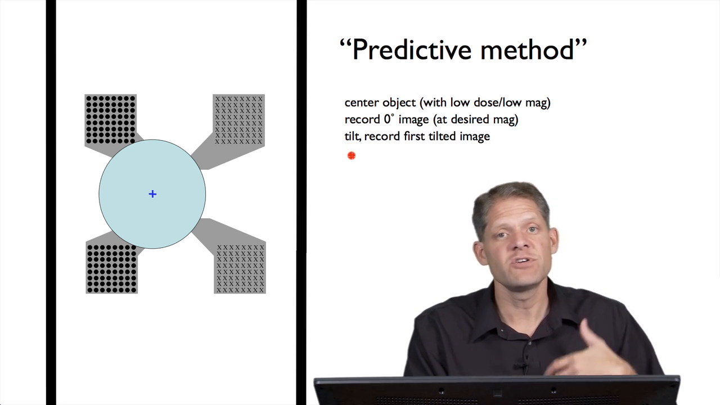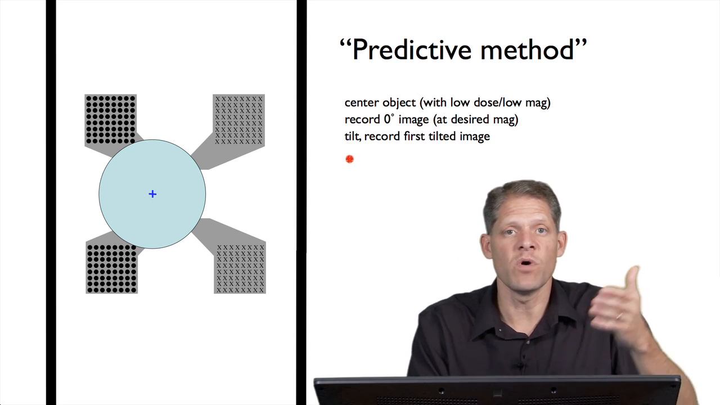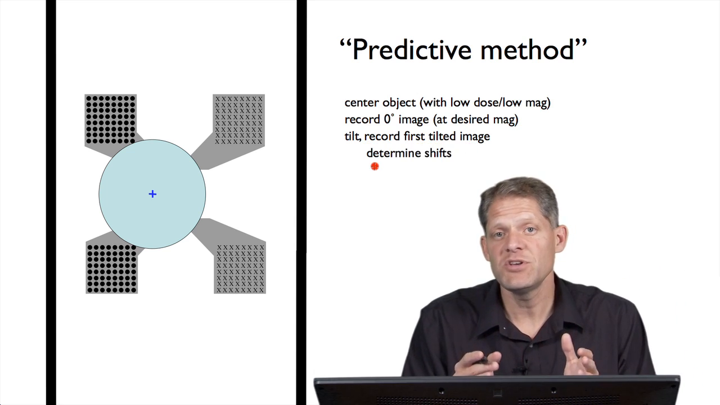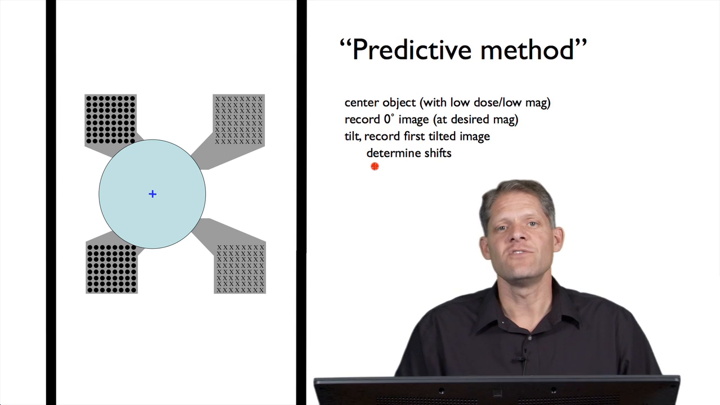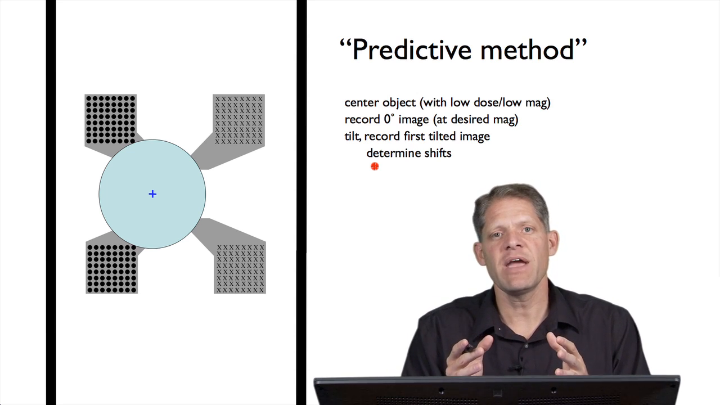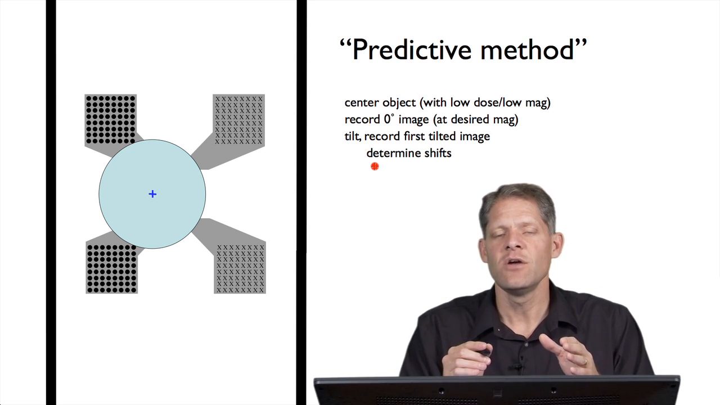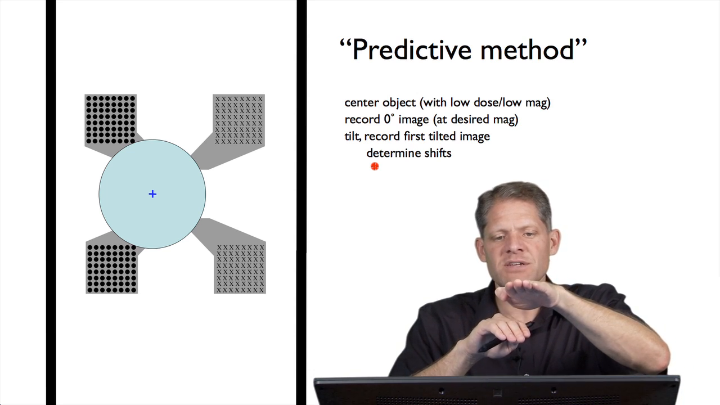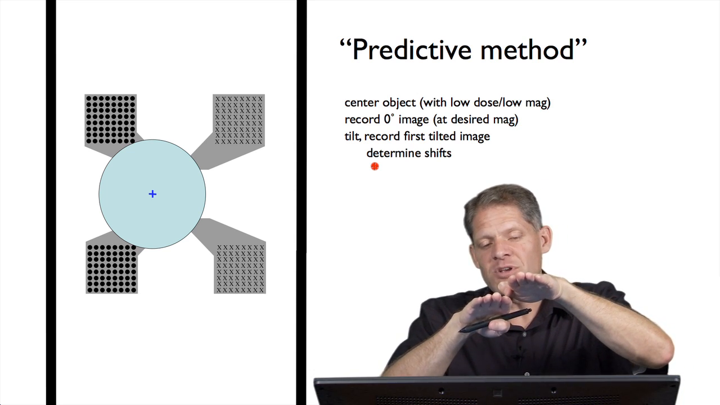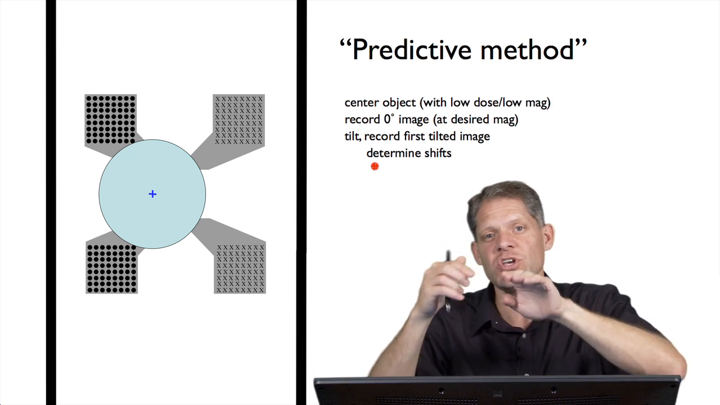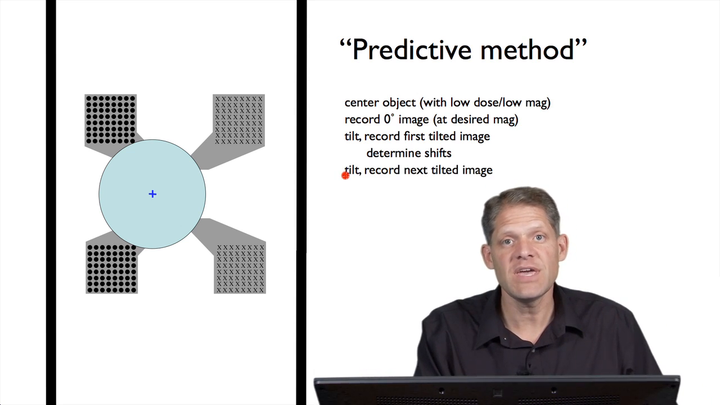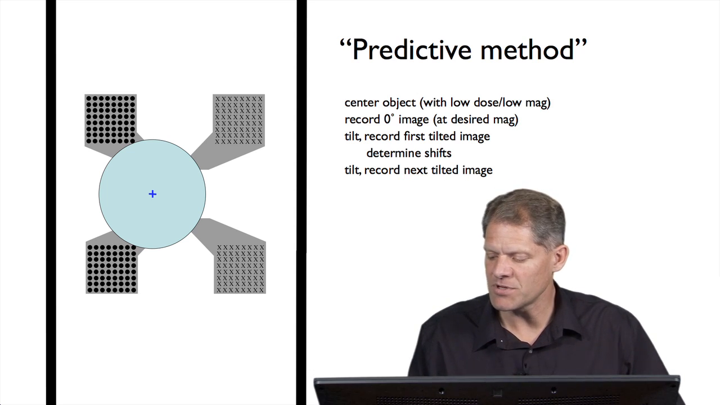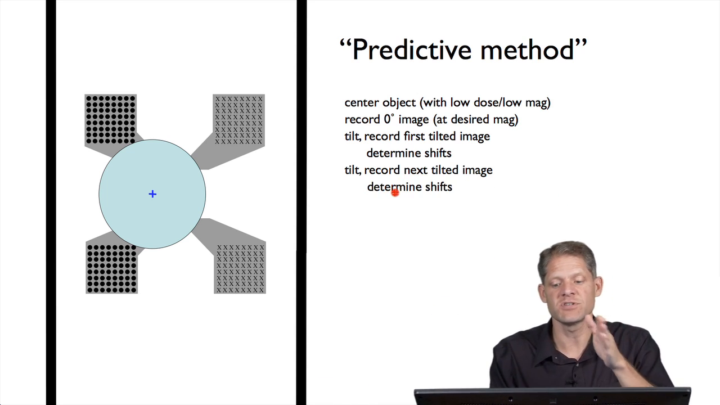Then you tilt it the first tilt increment, like for instance 1 degree, and you record the first tilted image. Now these images are recorded digitally, and so a computer attached to the microscope can quickly calculate through cross-correlation how much the target of interest shifted between the untilted image and the first tilted image. And so you can get a measurement for the shift that took place. Then you tilt again, say to 2 degrees, and you record the next tilted image, and once again determine the shifts between the first and the second.